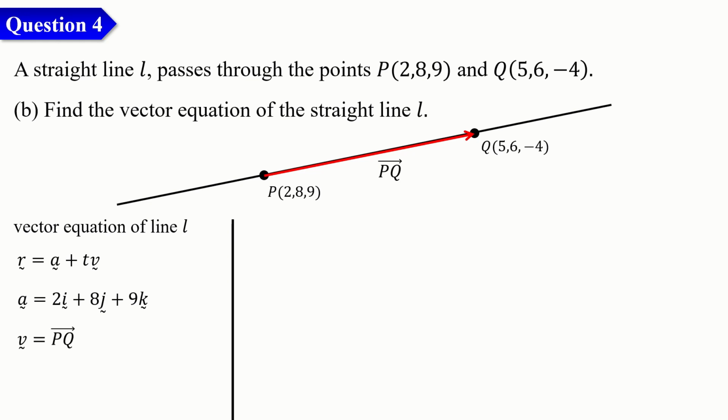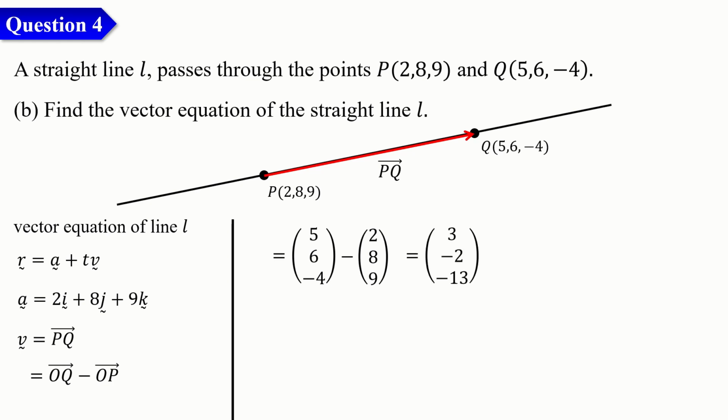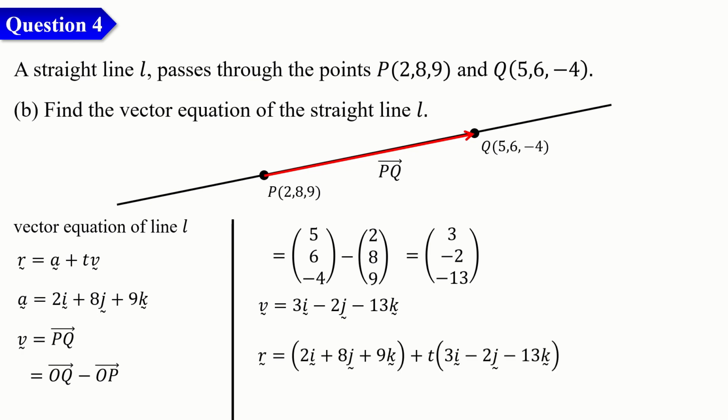So we can find PQ as OQ minus OP. OQ is (5, 6, negative 4), and P is (2, 8, 9). So we subtract those values, we get (3, negative 2, negative 13). So v equals 3i minus 2j minus 13k. So we already have a and v, so we can substitute a and v into the vector equation of the line L. So we get r equals 2i plus 8j plus 9k plus t times (3i minus 2j minus 13k). So we get the vector equation for the line L.